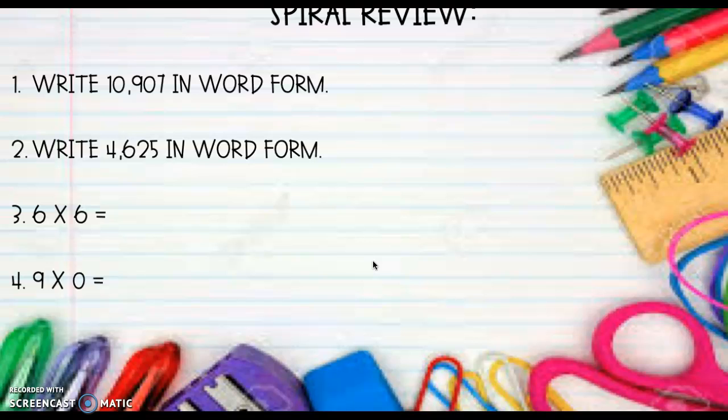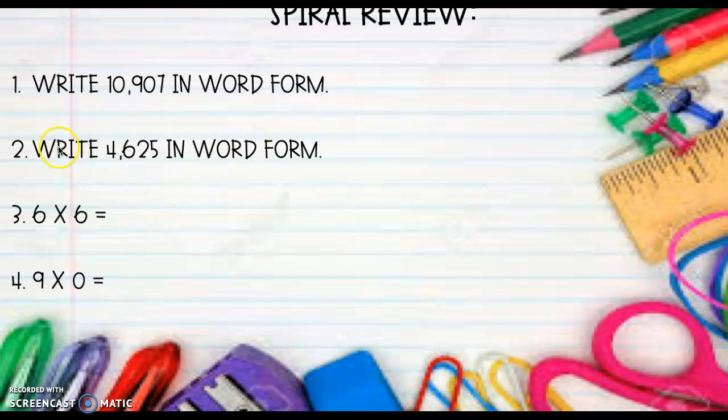Okay, remember there's 3 ways for you to write a number. You have standard form, which is when it just looks like a regular number, how you normally see numbers. Then last week we did expanded form, when you stretch the number out. And then there's word form, where there's no actual numbers, everything looks like a word. So how would you write the number 10,907 in word form? So that's how you're going to complete your first one.